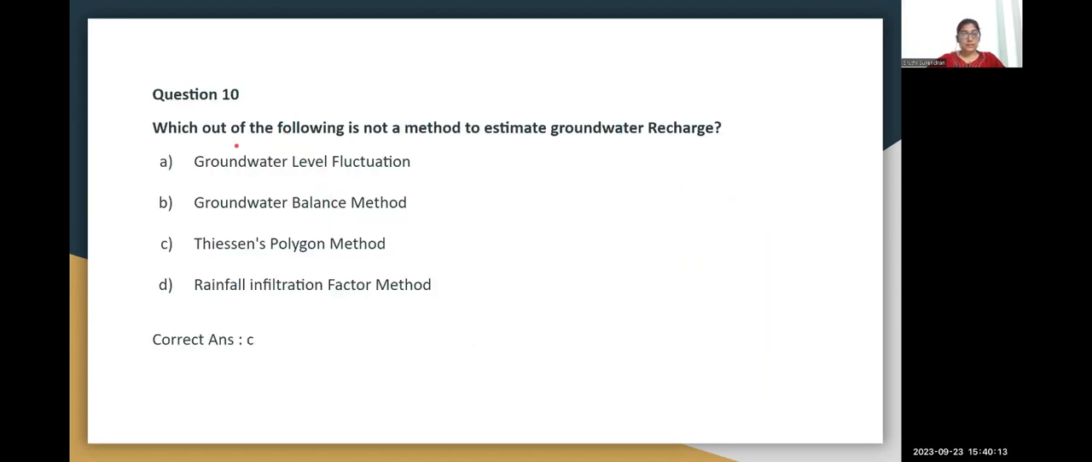Out of all these methods, it's just Thiessen's polygon method which is not used for groundwater recharge. Thiessen's polygon method, we had checked in the last session. It is a method to estimate the mean rainfall.